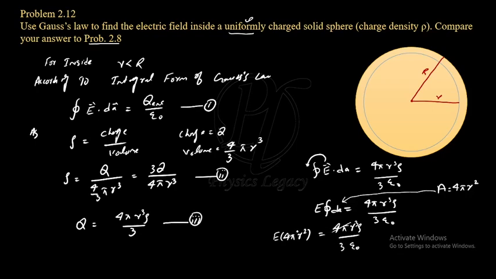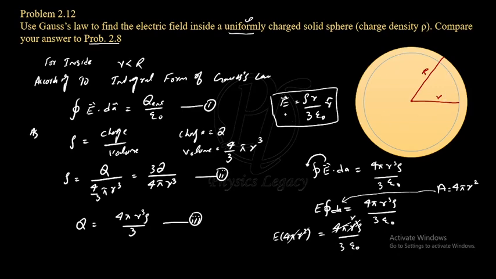Here 4 pi cancels with 4 pi and r square cancels with r cube. Here r will be left. Then E will be rho r over 3 epsilon naught. And if we talk about the vector form of this E, then we have the r unit vector. So this is the E field inside the uniformly charged solid sphere.